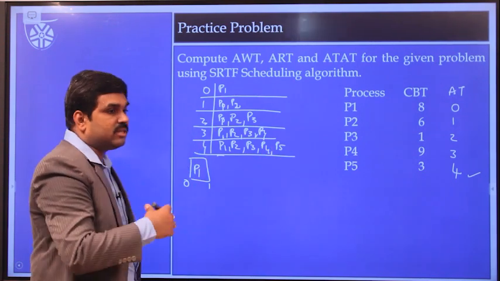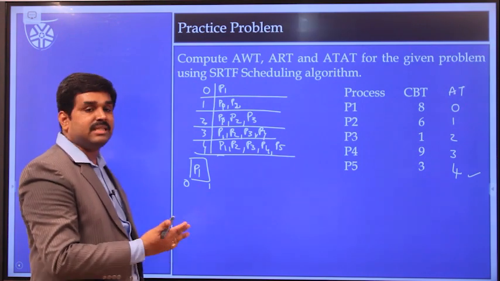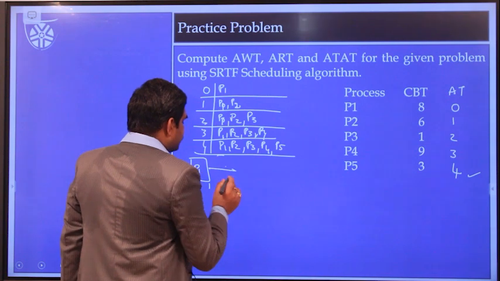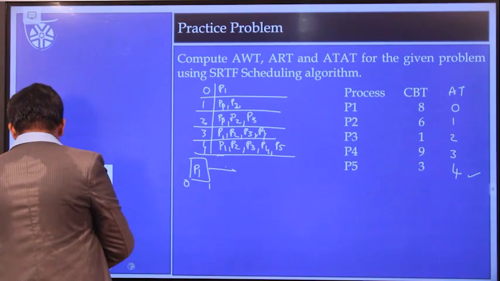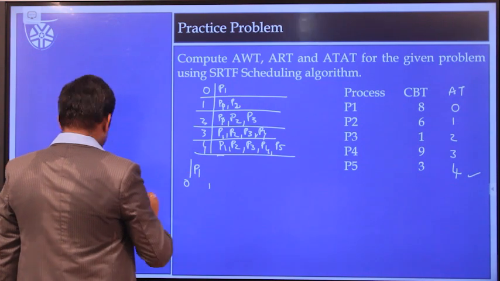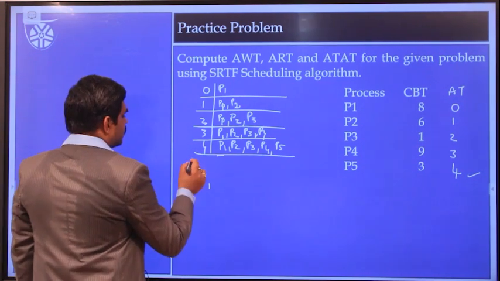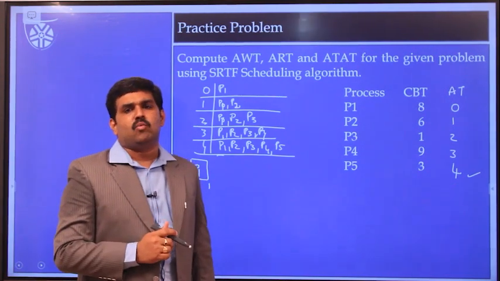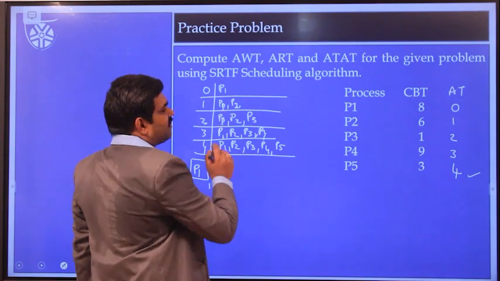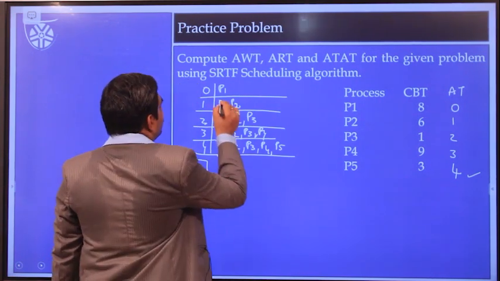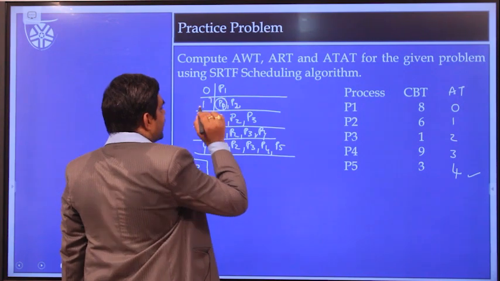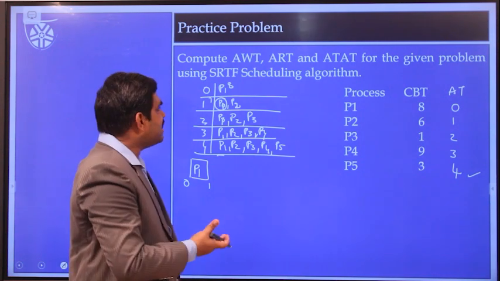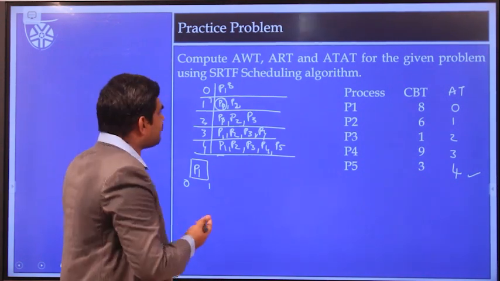So firstly, at the 0th second, there is no alternative. So I am going to assign the CPU to process P1 only, for only 1 second. After 1 second, I have 2 processes in the main memory. What are those 2 processes? One is P1 and the other one is P2. What about the CPU burst time of P1? P1 needs the CPU for 7 seconds. Why? Actually, it has 8 seconds as a requirement, but already 1 second was assigned to it. So it has been left with 7 seconds of time.